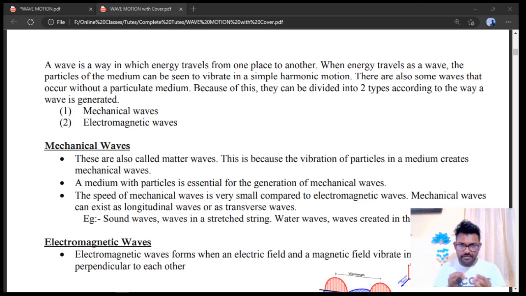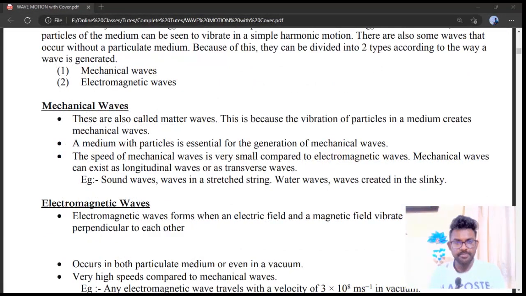If it is a mechanical wave, we need a medium for the production and we need a medium for the propagation, both. And if you compare the speed of mechanical waves with electromagnetic waves, which we will learn very soon, mechanical waves are very slow compared to electromagnetic waves.